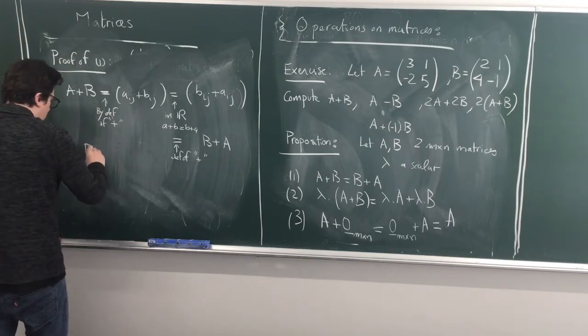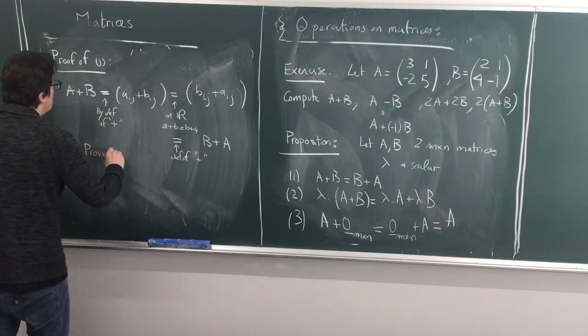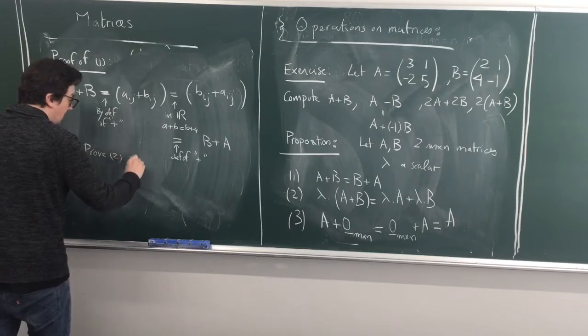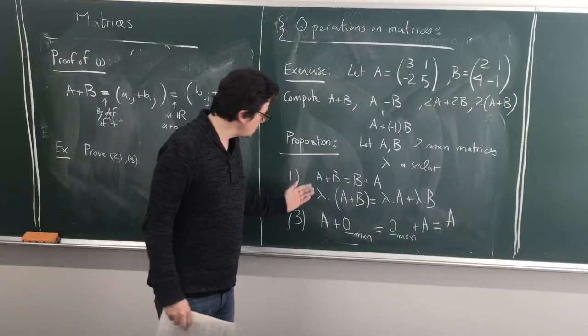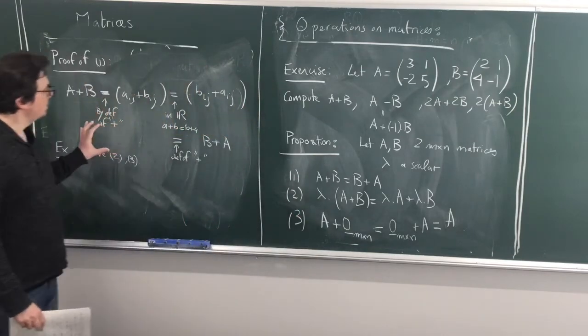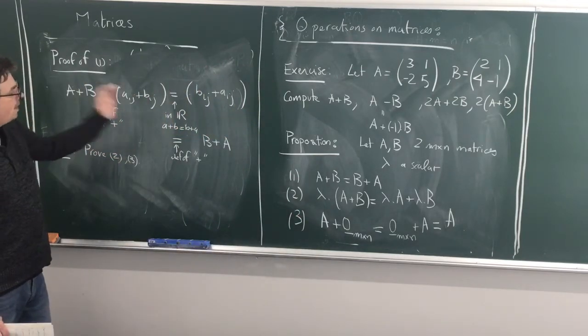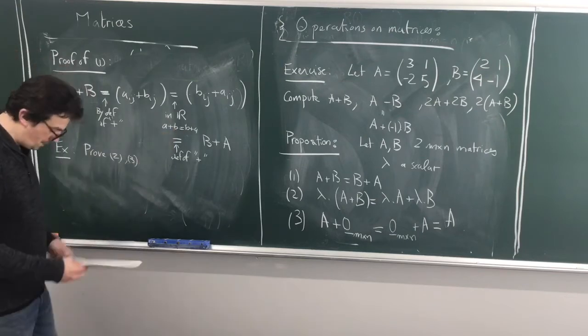Okay, so an exercise is to prove 2 and 3 by following the same model. Basically, the proof of these assertions 1, 2, 3 results from the definition and from the analogous properties in R.